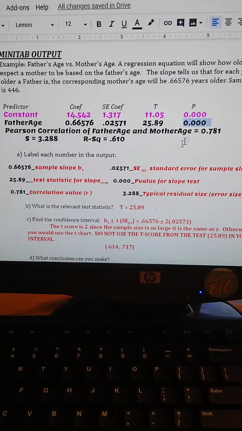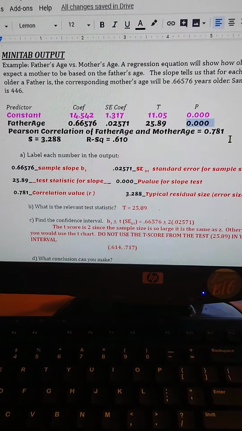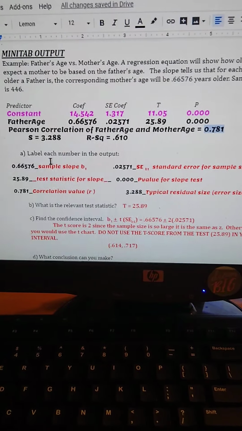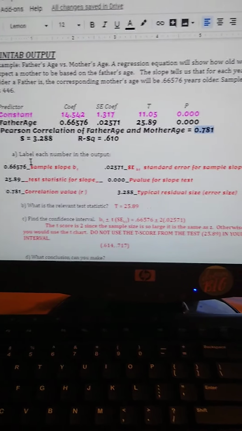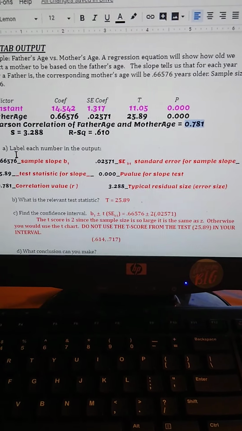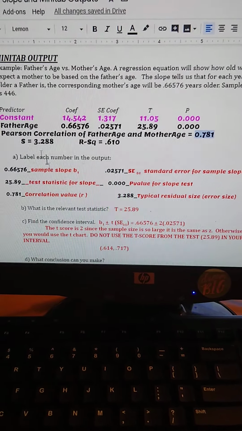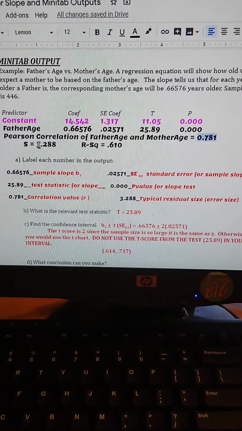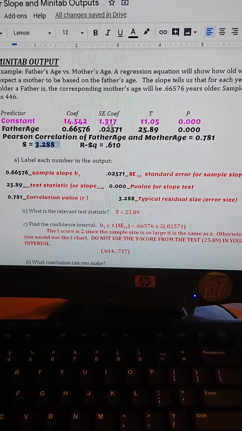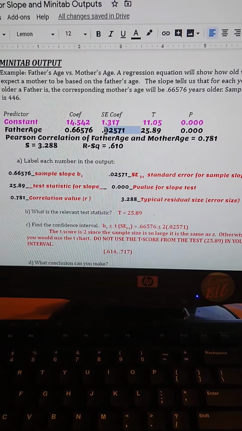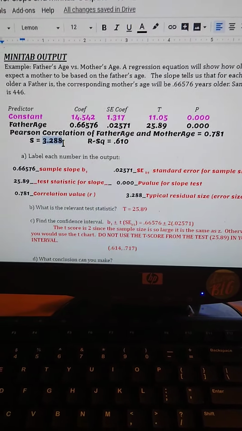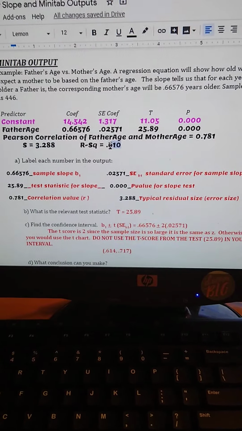0.781, correlation value r. It's the Pearson correlation between these two variables. 0.781, a moderately strong positive relationship. And I have S, 3.288. That is your S, the typical residual size. So again, don't get these two confused. SE sub b sub 1 is up here. Typical residual size is down here. And then, of course, R squared. We talked about that earlier this year. We're not going to be using that right now.